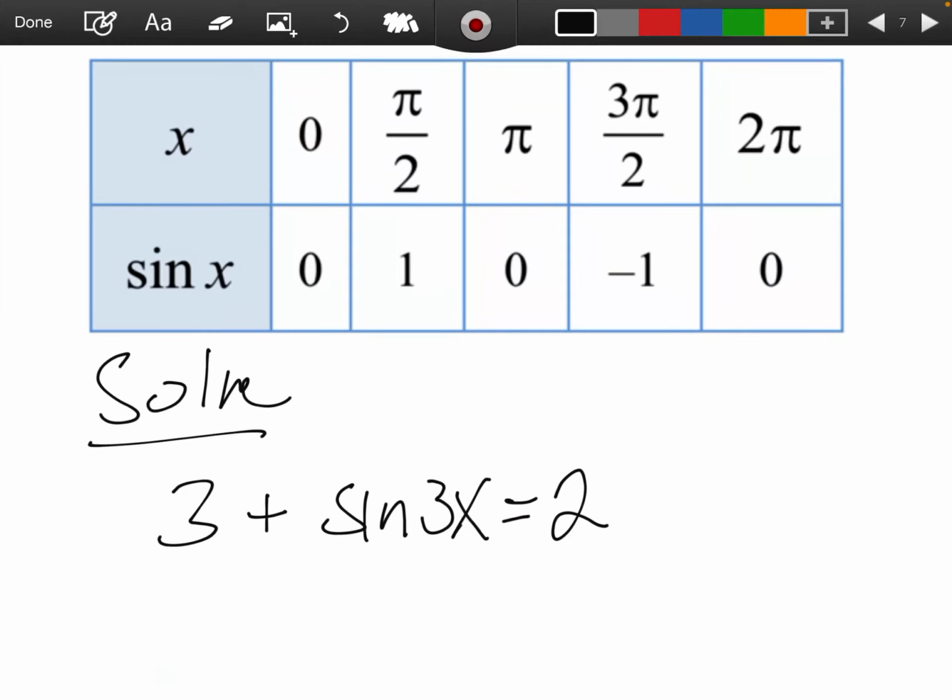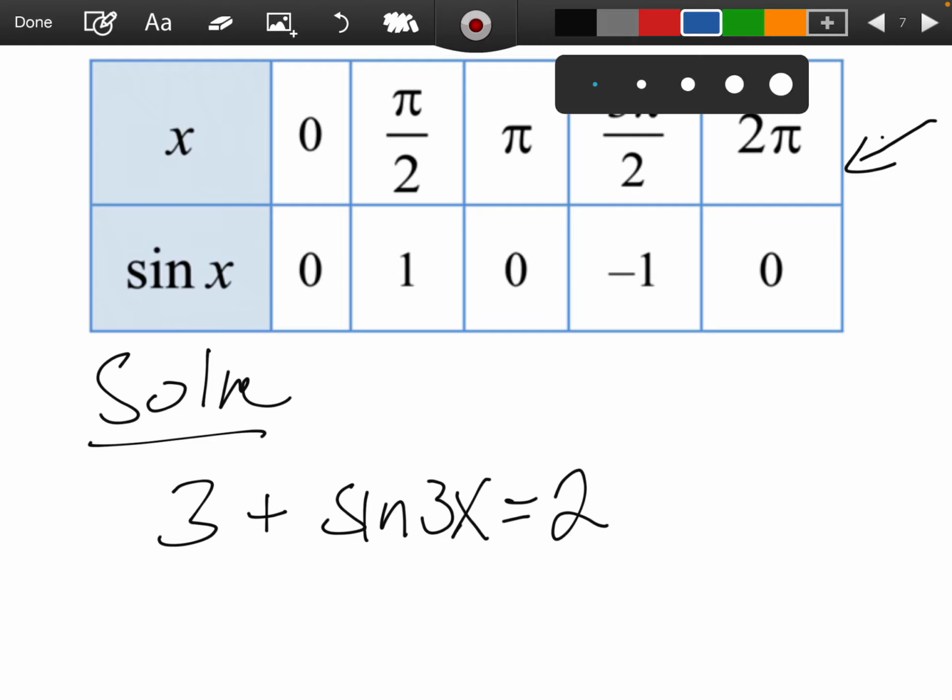All right, so guys, I want to go over this problem again, just to make sure that we're all good on it. So remember, the original problem was solve 3 plus sine of 3x is equal to 2. So all I did, from our notes back in chapter 4 when we were graphing our trig functions, I just pulled up this little table right here.